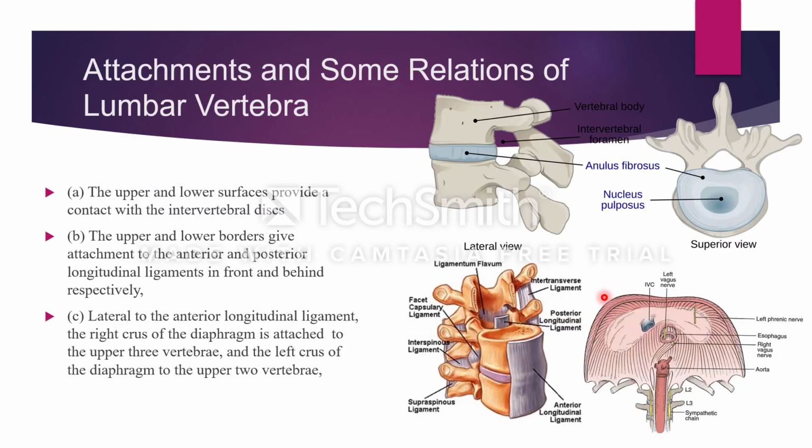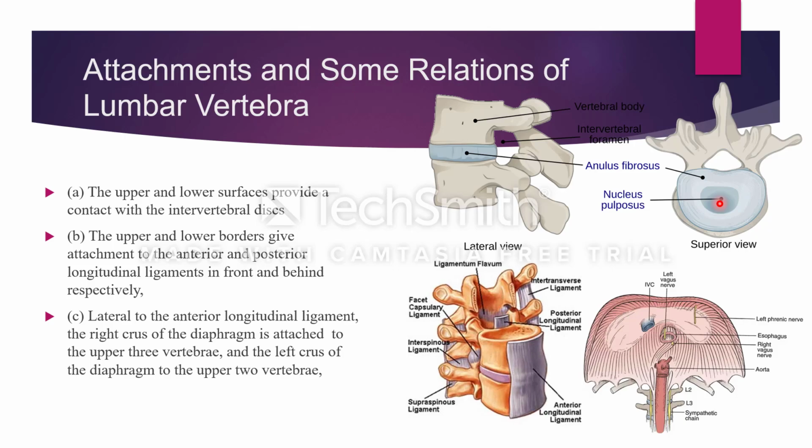Now we will study some of the attachments and some relations of the lumbar vertebra. See here, this is the body, this is the intervertebral disc. In the intervertebral disc we have a peripheral area which is named the annulus fibrosus and a central area which is named the nucleus pulposus.